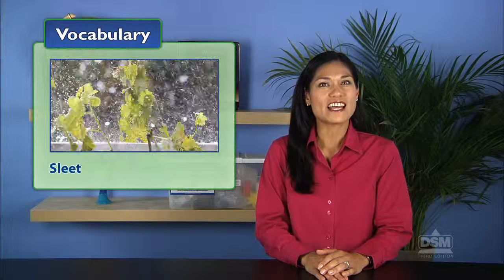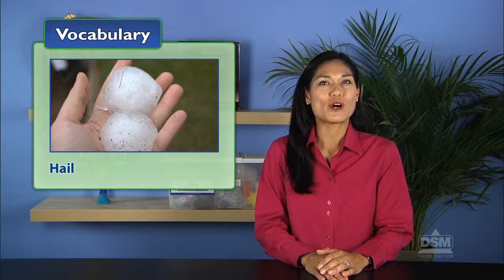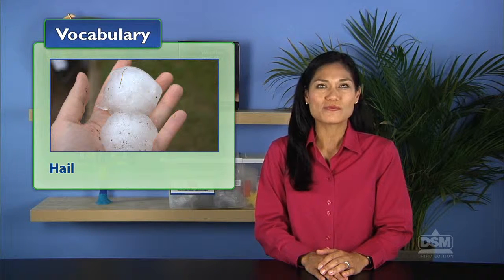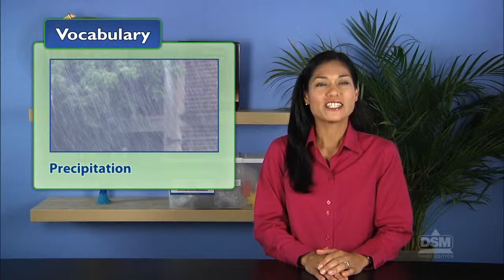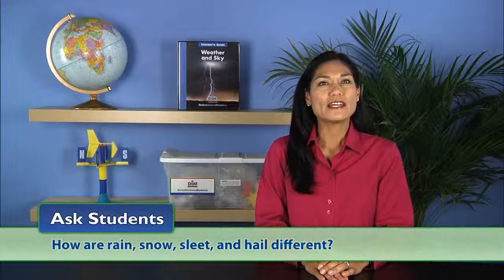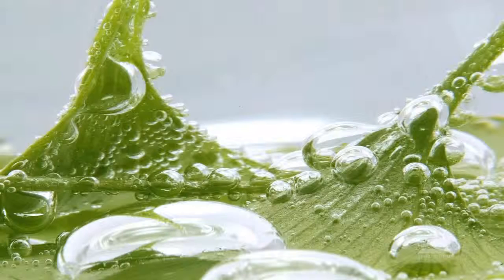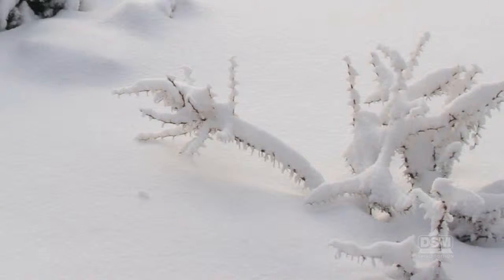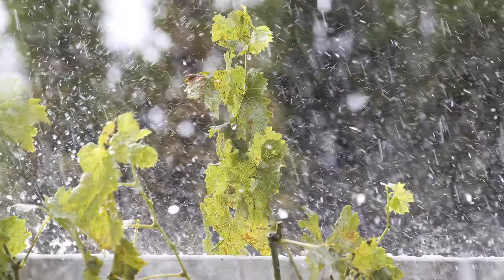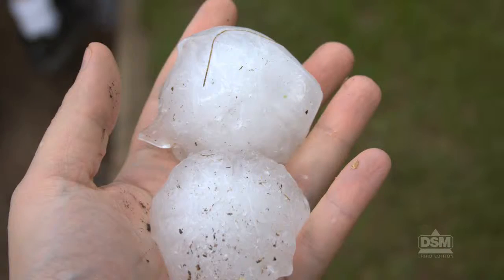Next, explain that rain, snow, sleet, and hail are all kinds of water that fall to the earth from clouds. We call these kinds of falling water precipitation. Then ask, how are rain, snow, sleet, and hail different? Guide students to understand that rain is water drops, snow is frozen ice crystals, sleet is rain that freezes as it falls, and hail is frozen ice chunks.